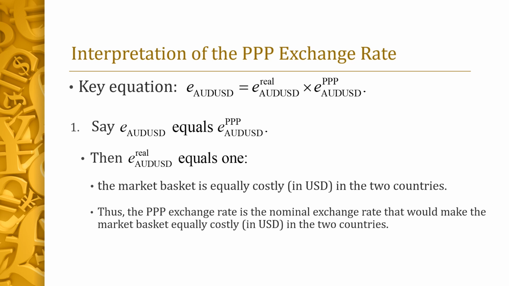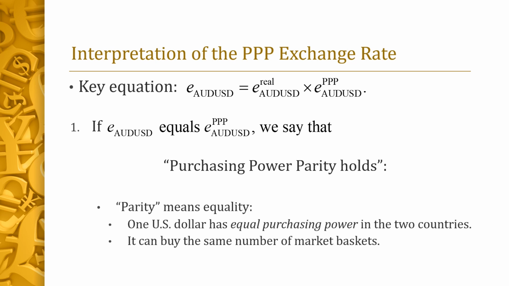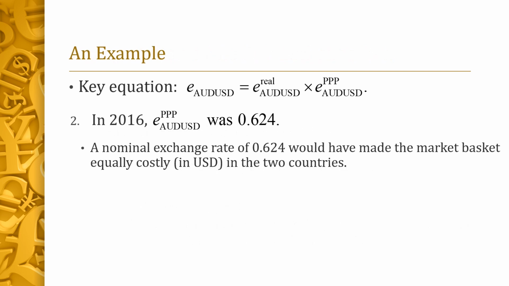two countries. In a situation in which the nominal exchange rate does equal the PPP exchange rate, we say that purchasing power parity holds. In other words, the two countries display parity or equality of purchasing power. One US dollar can buy the same number of market baskets in Australia as in the US. Let's now turn to an example.